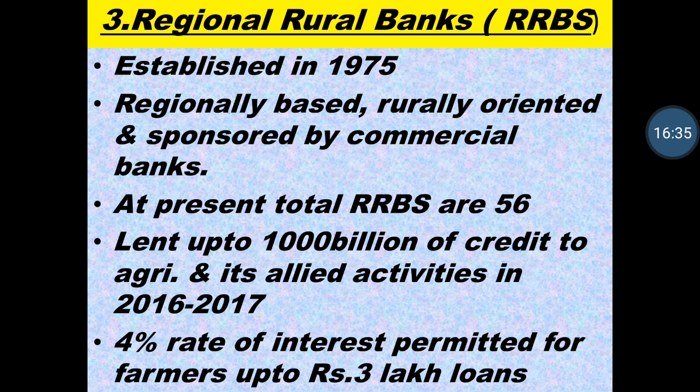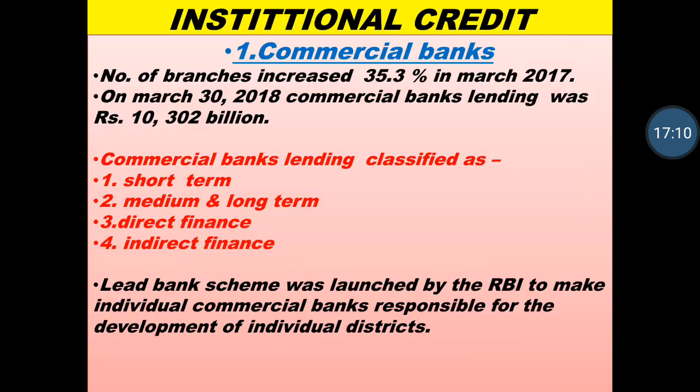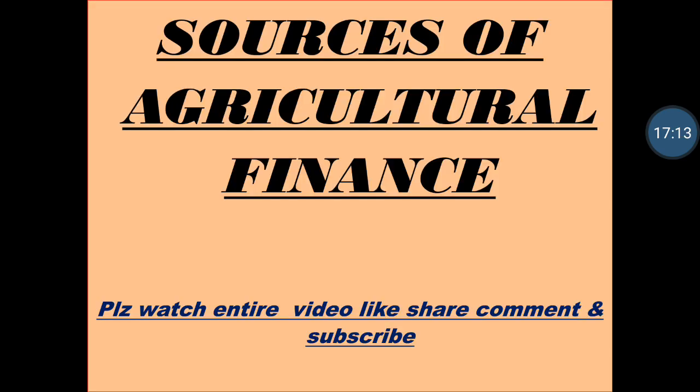And one more change has taken place, that is, now regional rural banks are charging only 4% rate of interest whenever they are providing a loan to the farmer up to 3 lakh. Previously the rate of interest was 7%, but now NABARD has brought some changes and reforms. Previously they were charging 7% rate of interest on a 3 lakh loan, but nowadays regional rural banks are charging only 4% rate of interest on 3 lakh loans. So this is about the concept of sources of agriculture finance.